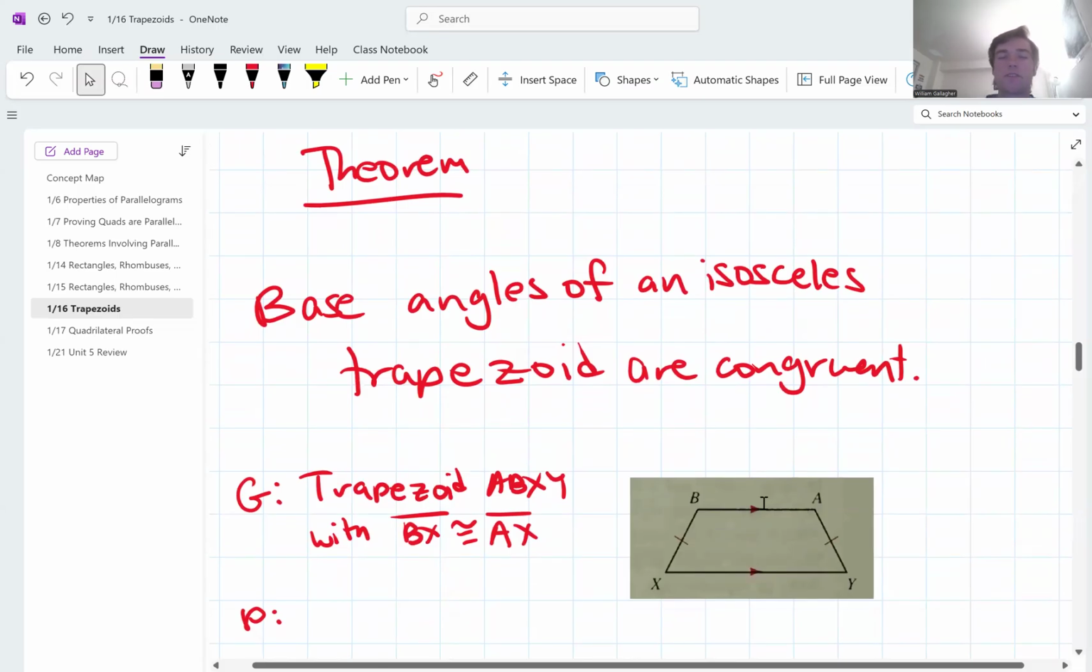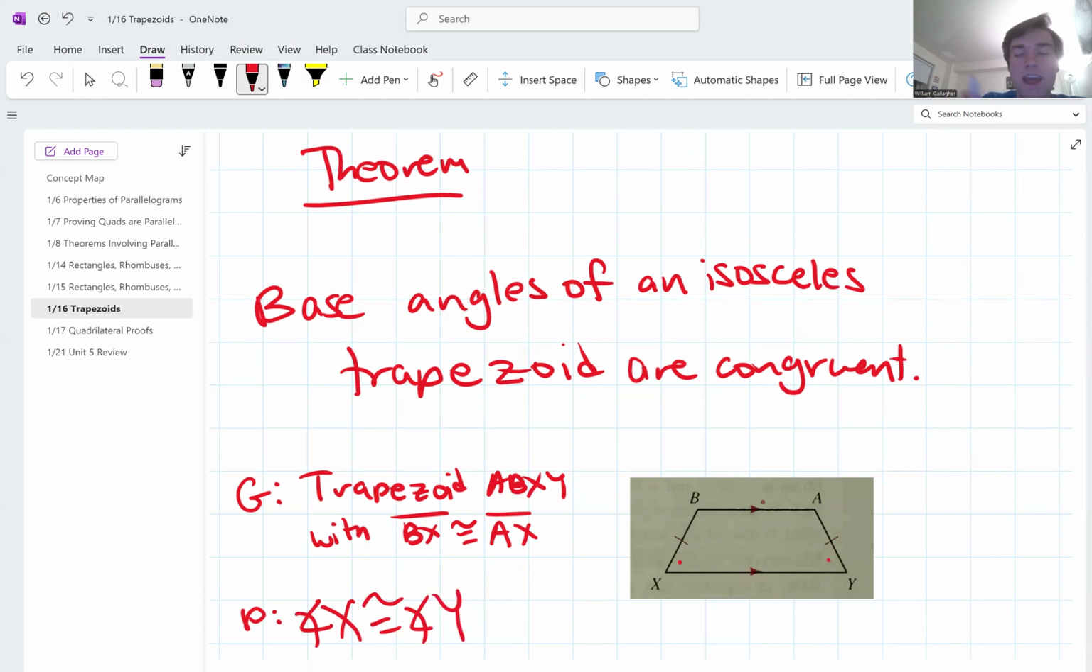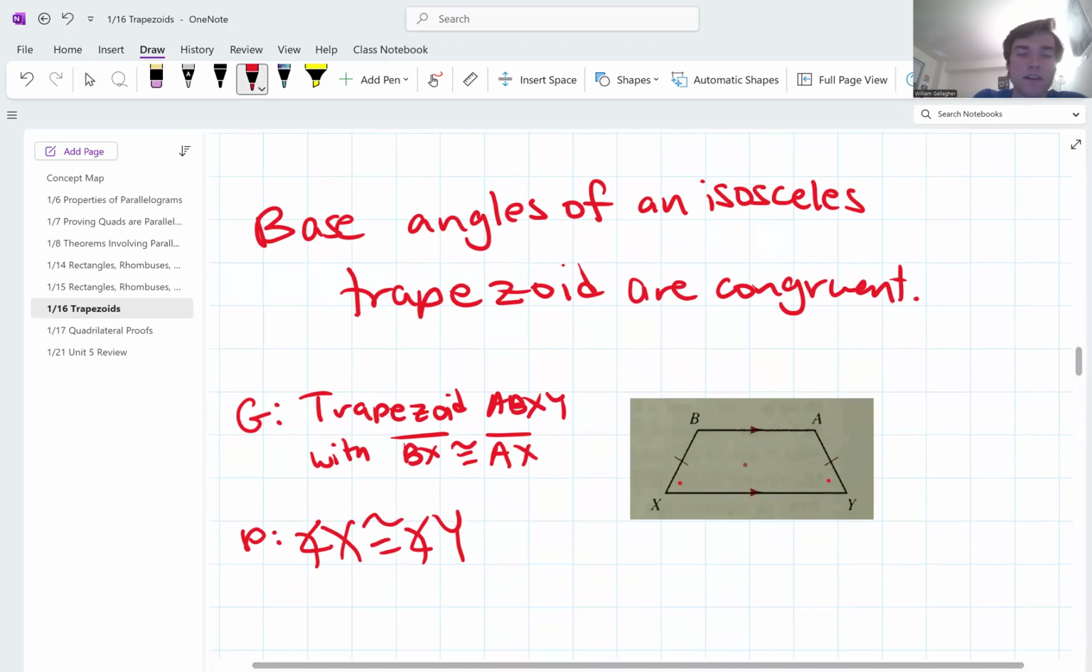In terms of what the theorem looks like, I have trapezoid ABXY, where BX is congruent to AY. You might be wondering, what are the base angles? If you think about it, BX is opposite angle Y and AY is opposite angle X. The point is that these two angles are going to be congruent. Angle X is congruent to angle Y. And also, it will turn out that angle B is congruent to angle A.